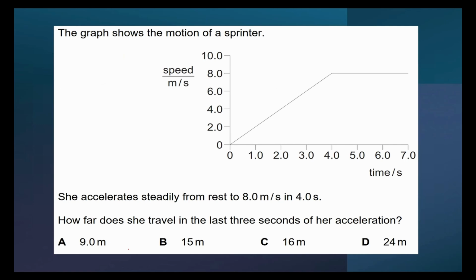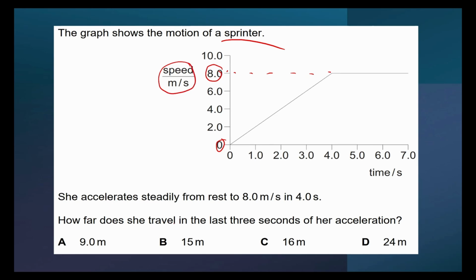The same thing here. We have here a graph that shows the motion of a sprinter. This is a sprinter. She accelerates from 0 to 8 meters per second.